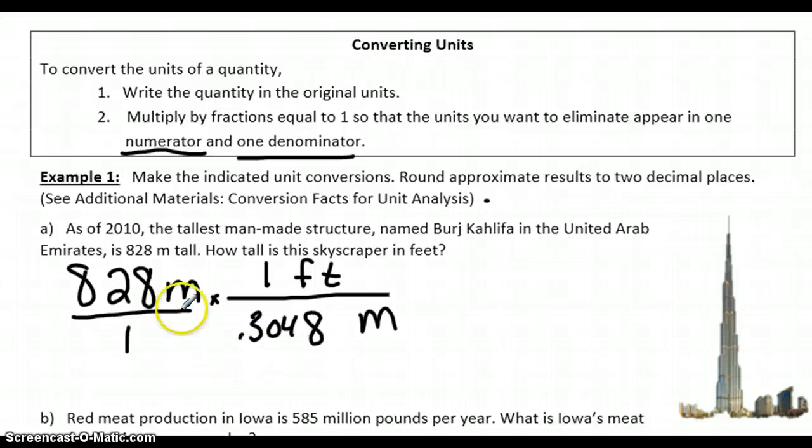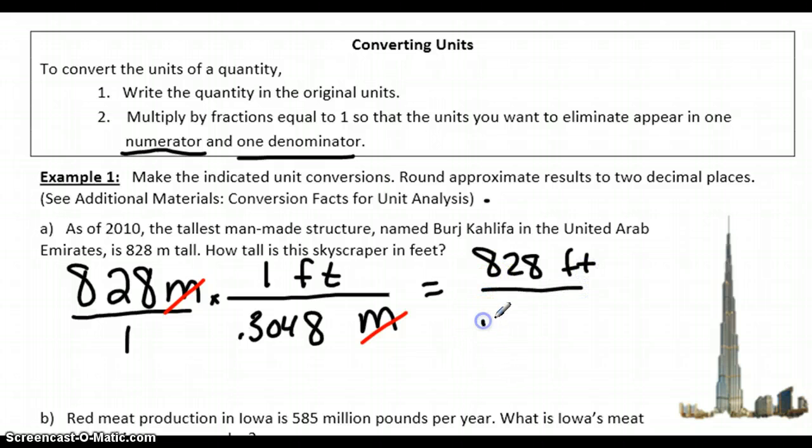Okay, so if I have that conversion fact, I can cancel my meters, because in a fraction, when you have something in the numerator and something in the denominator in a multiplication problem, those will cancel. And when I multiply these together, we're going to multiply straight across. 828 times 1 is 828 feet, divided by 1 times 0.3048. Then we want to finish that division to see what we have.